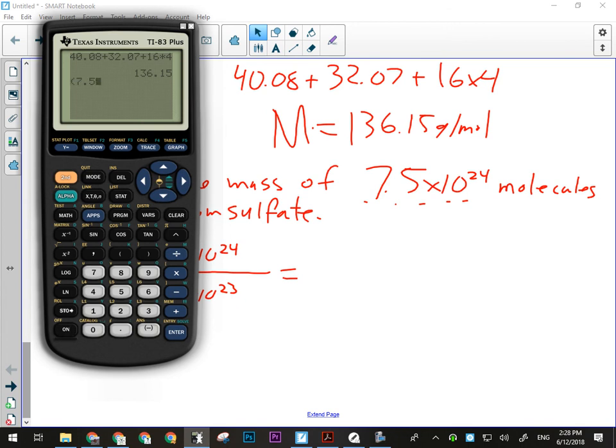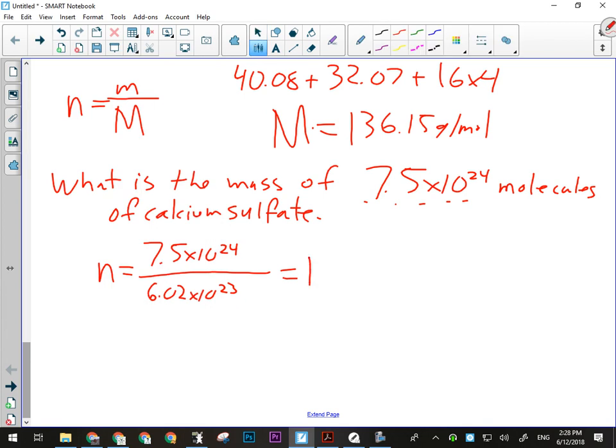So 7.5 E24 divided by Avogadro's number. All right, so I have 12.46 moles. Now that I know n and big M, I can calculate little m. Yes, Avogadro's number was one of the things on the back side of your periodic table.